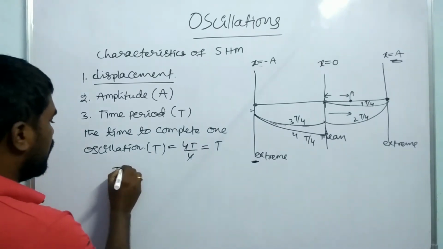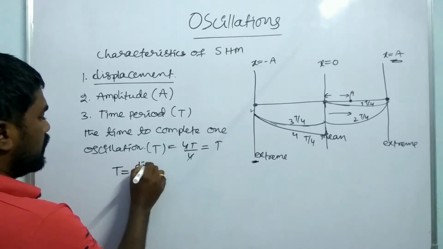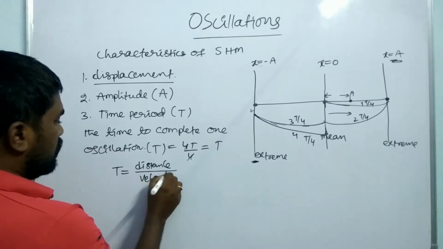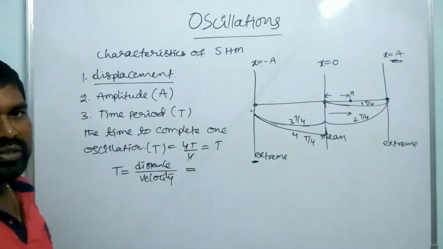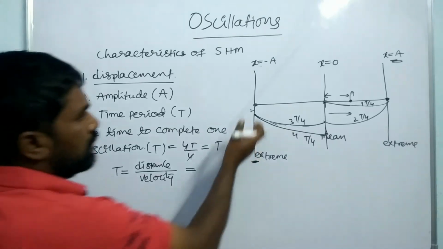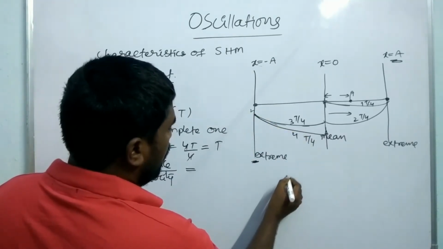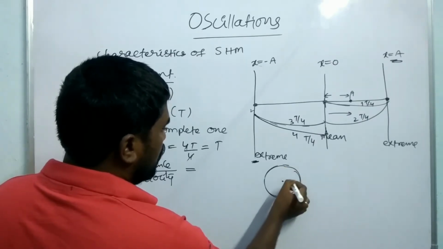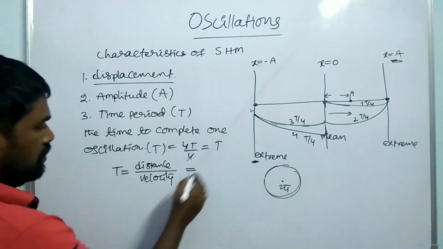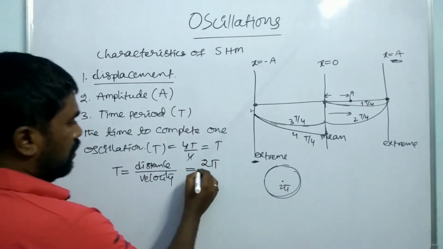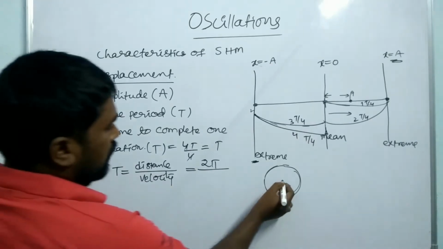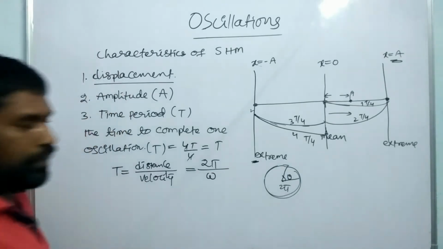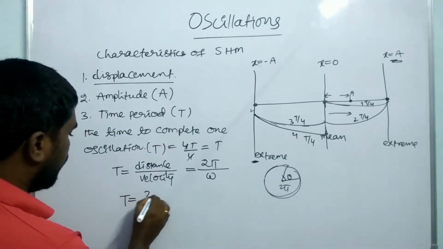The time period can also be written as time equals distance by velocity. In uniform circular motion, one oscillation covers 2 pi radians, or 360 degrees, so the distance is 2 pi radians, and the velocity is the angular velocity, omega. So T is equal to 2 pi by omega.